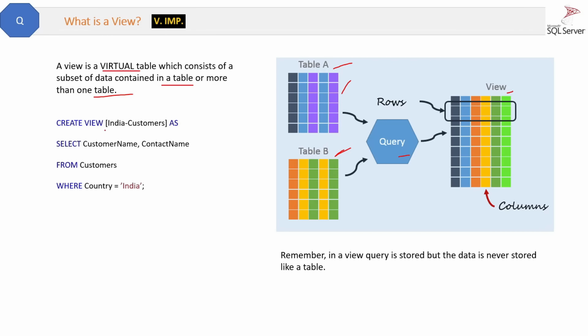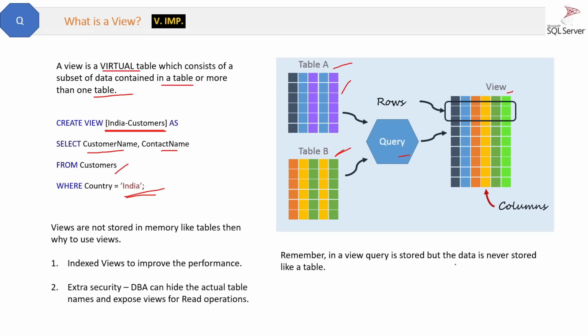Let me show you how to create a view on a table. Here we are creating a view India customers, and we are getting customer name and contact name from customers where country equals India. It is not necessary that we create a view from two tables. You can create a view on a single table, and we just use the filter here, so only customers with country equal to India will come here. So that is an example of the query of the view. Remember, views are not stored in memory, meaning the data is never stored like a table. Views are not physical, but the query is stored.